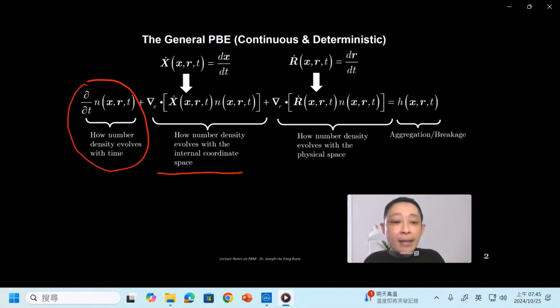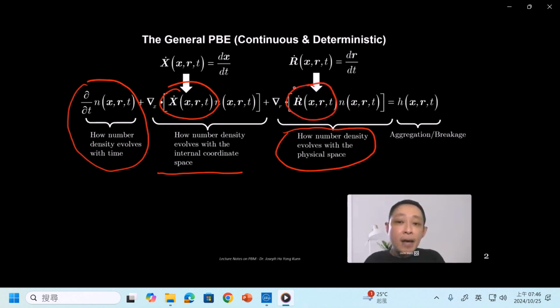This is represented by the second term in the general population balance equation, and this x dot here is the velocity of your particle, or in other words, the growth rate or the shrinkage rate of your particle with respect to the internal coordinate space. The third term here tells us how the number density evolves with the physical space. So you expect that if you have a fluid that is moving, then your particle will be moving with the velocity of the fluid. This is the velocity of the fluid, and you'd have the particle moving throughout the physical space. So this term actually accounts for that.